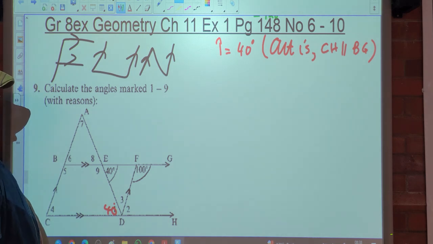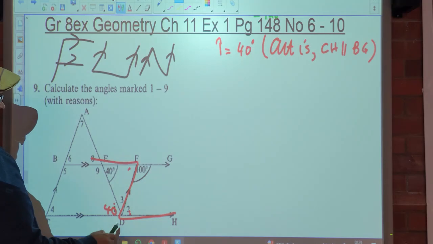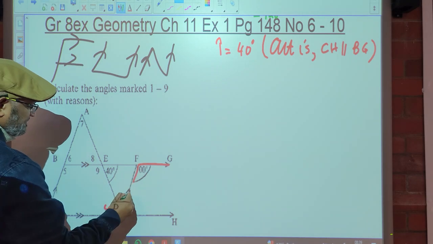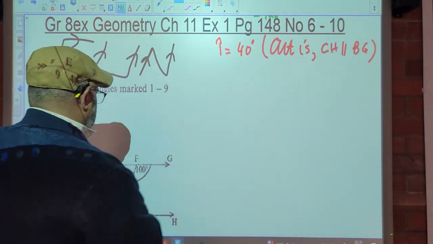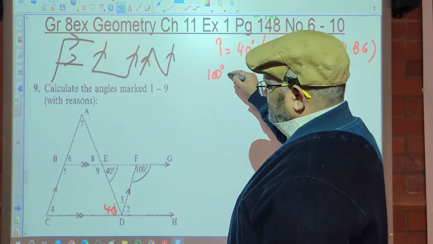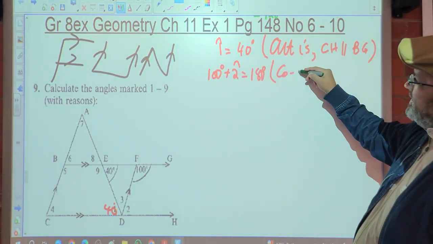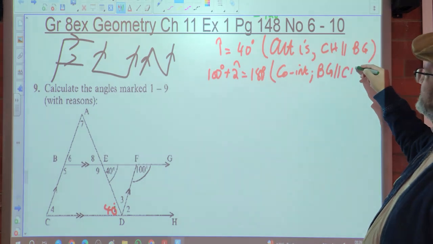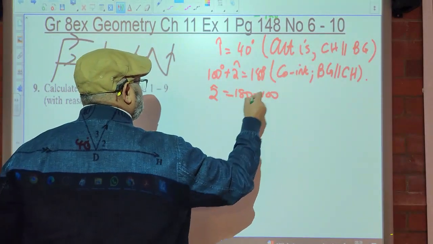Angle 2. If I look at alternate, I got nothing there. I can't make the F. Let me see if I can make the F with 2 now. However, co-interior, which means 100 plus angle 2 is equal to 180. Why? Co-interior angles with BG being parallel to CH. The angle 2 is equal to 180 minus 100, which is 80.